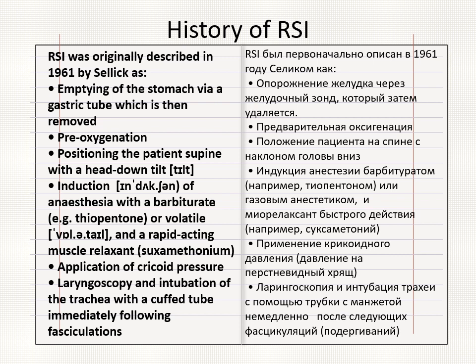And of course, history of RSI. RSI was originally described in 1961 by Sellick: emptying of the stomach with a gastric tube which is then removed, pre-oxygenation, positioning the patient supine with a head-down tilt, induction of anesthesia with a barbiturate or volatile and a rapid-acting muscle relaxant such as suxamethonium, application of cricoid pressure, laryngoscopy, and intubation of the trachea with a cuffed tube immediately following fasciculation.